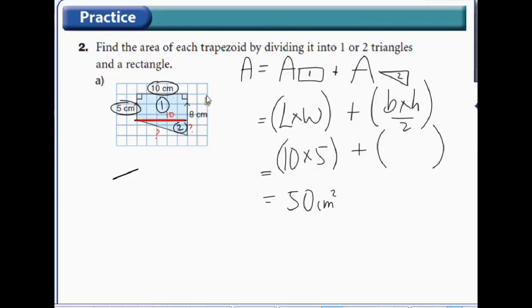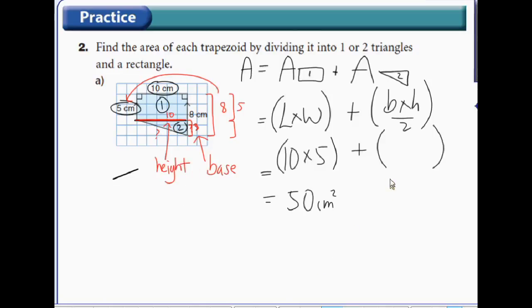But wait a minute. We know that this whole length here is 8, and we know that this little piece here is 5 from the other side. So this little piece here has got to be 3. So we actually do have some information. So 3 could be our base, and 10 could be our height.